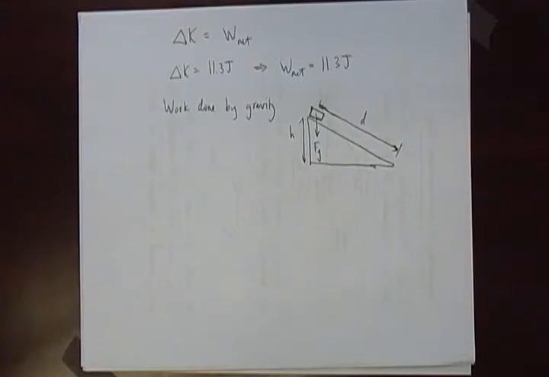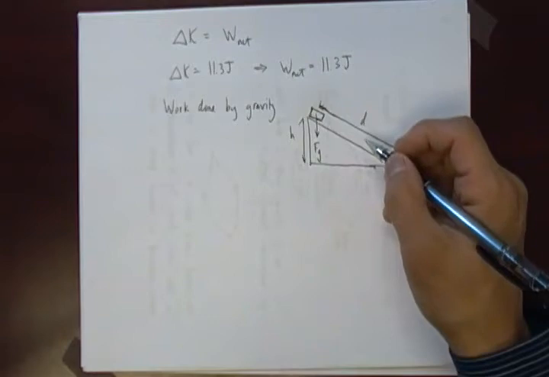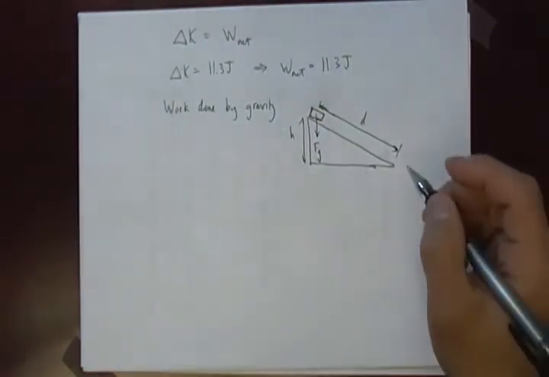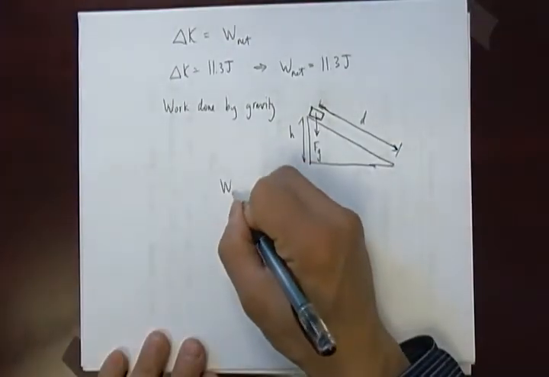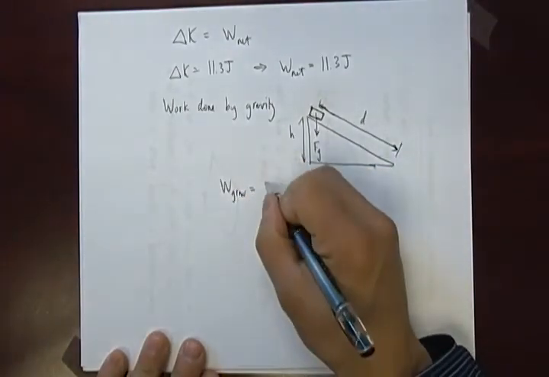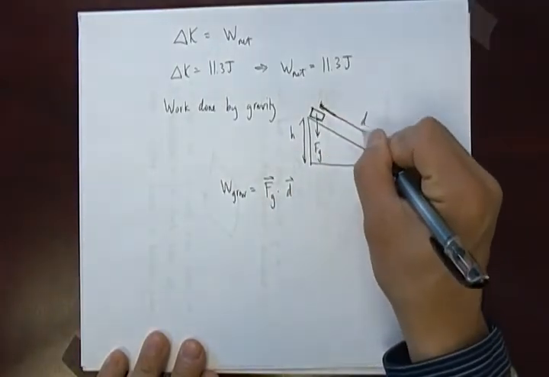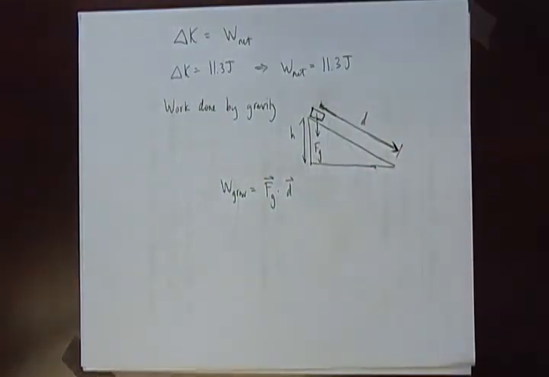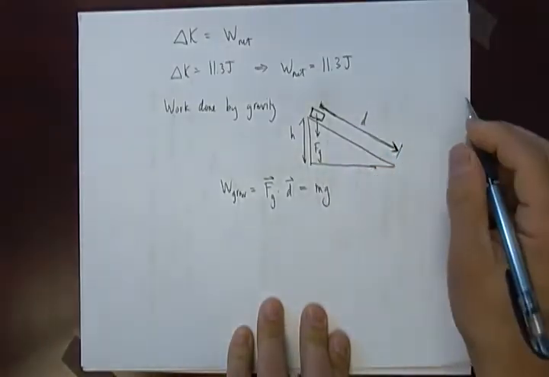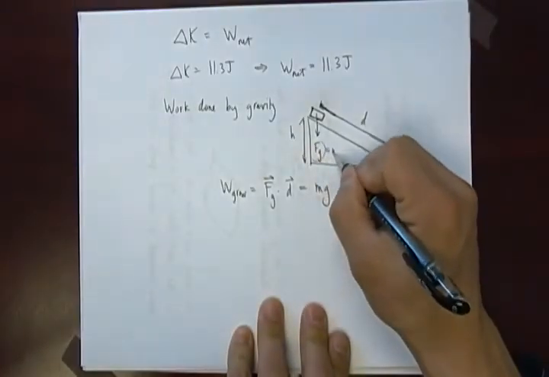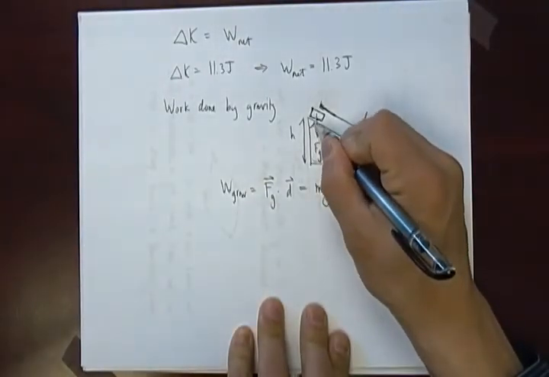Now, we don't need so many names for that. But the point is we need to calculate the work done by gravity. So the work done by gravity is going to be the force of gravity dotted with the displacement, this vector going from here to there. So that will be equal to the force of gravity, which is m times g, times the distance d, times the angle between them. So that's this angle theta.